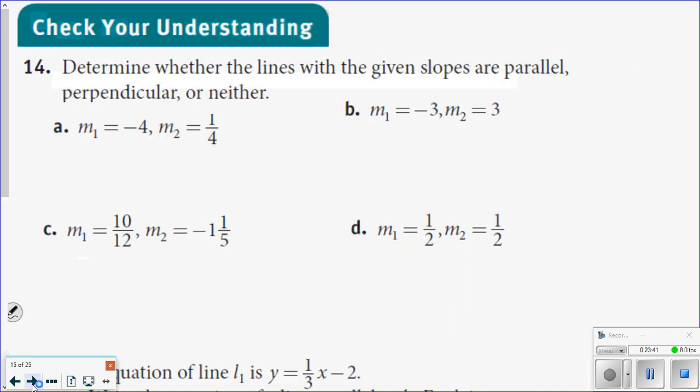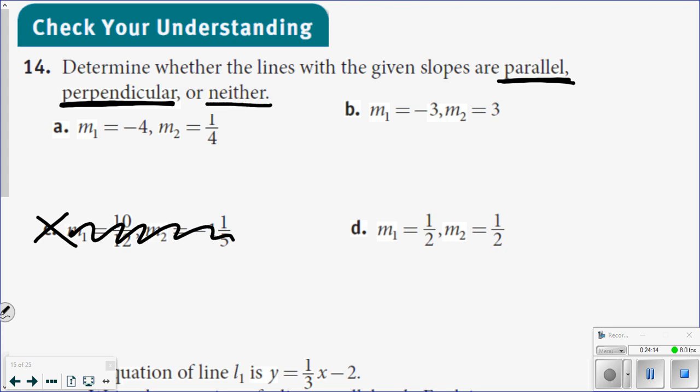Question 14. I want you to pause the video in just a second, and you're going to answer A, B, and C by yourself. So you're going to look at these questions, and you're going to write down whether these slopes are parallel, meaning exactly the same, perpendicular, which means they have the opposite signs, one's positive, one's negative, and they're reciprocals, meaning they're flipped. Or are they neither? So go ahead and pause. Do 14A, B, D. You can do it.